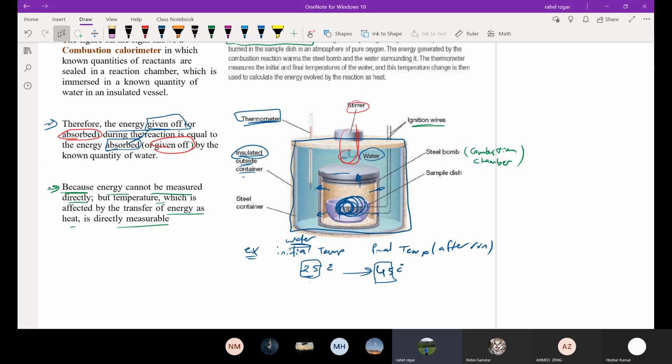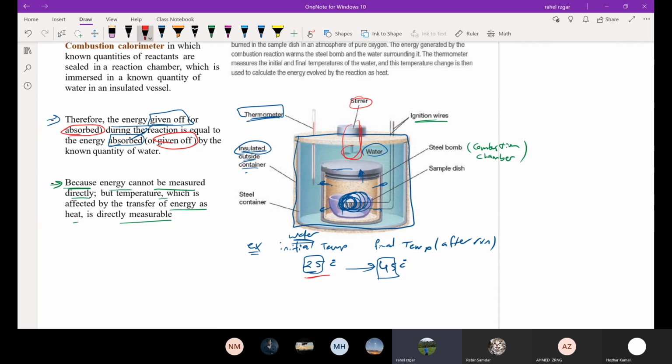We couldn't find the energy directly. Then what did we do? We found the change in temperature. For example, the change from 25 to 40. So 20 Celsius is the change in temperature.